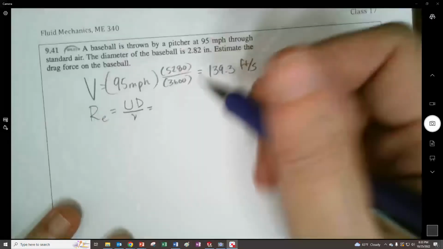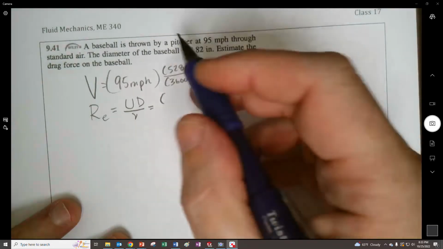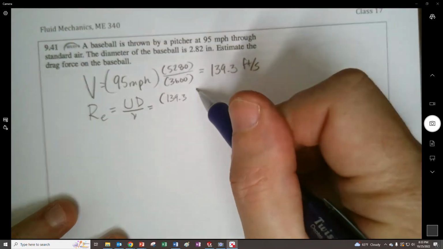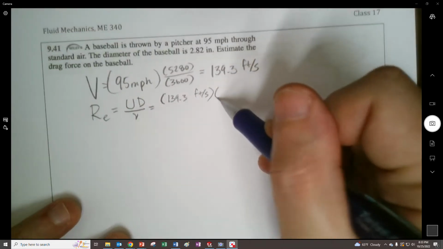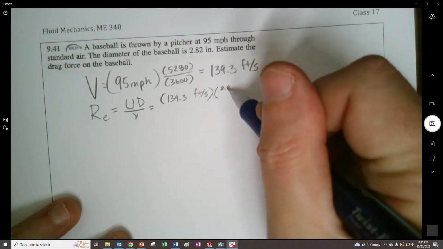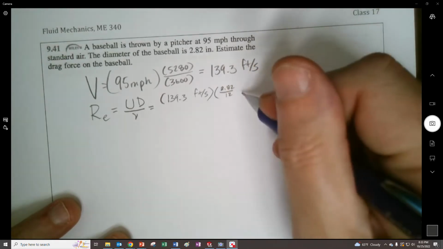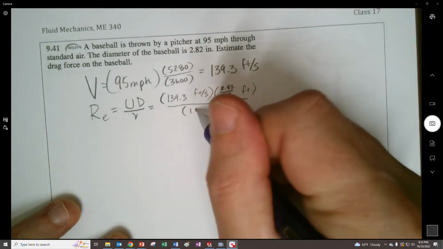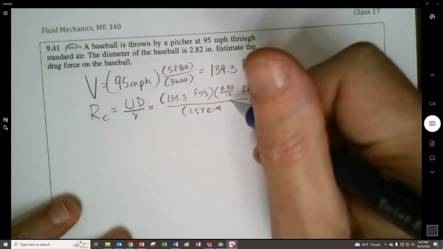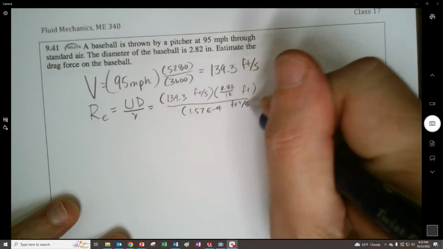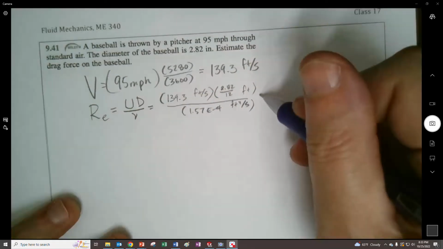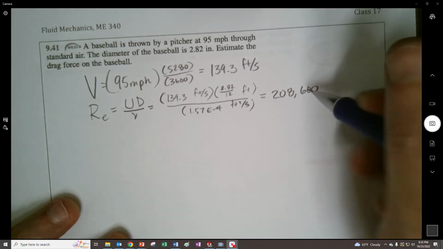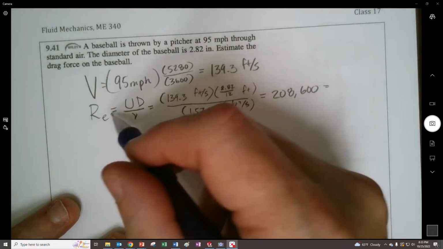So let's put that in here: 139.3 feet per second, times 2.82 inches divided by 12, so that's feet, and then divide it by our 1.57 E minus 4 feet squared per second. We're convinced that's going to be a dimensionless number, so we are using the right parameters. And you get 208,600. No units because it's dimensionless.